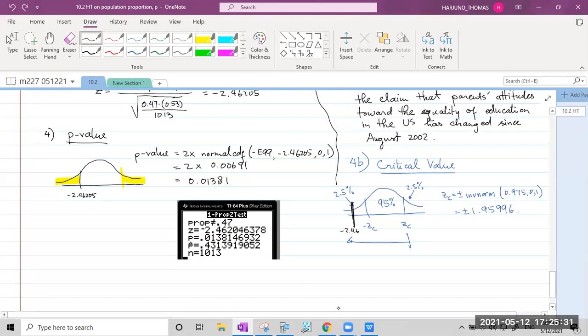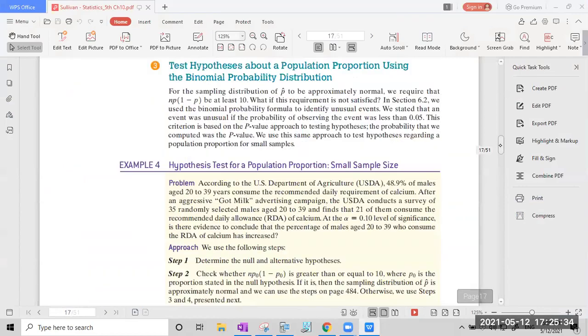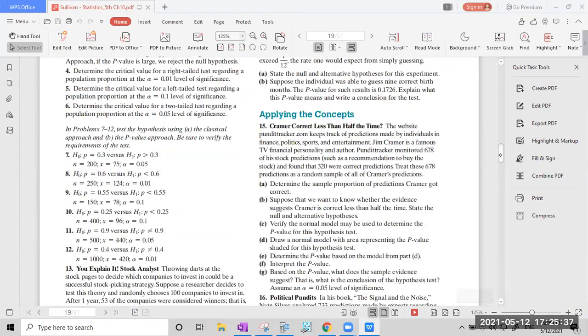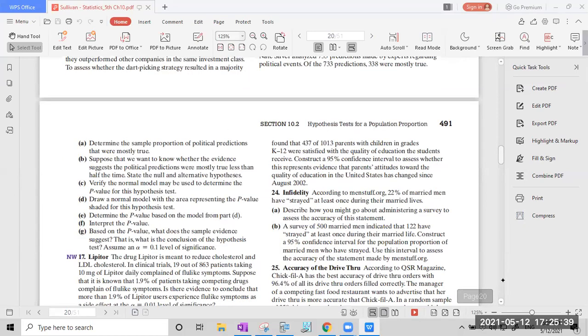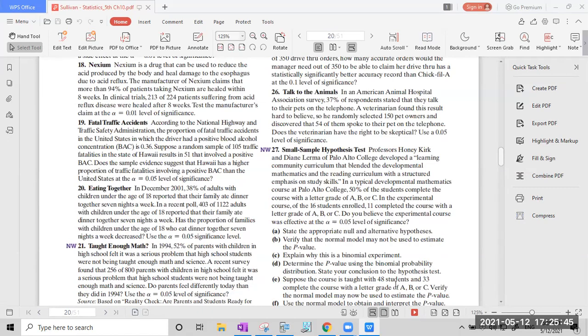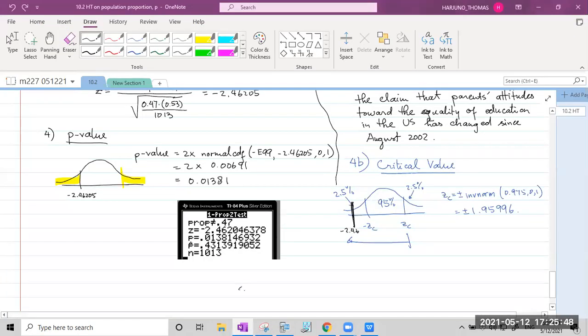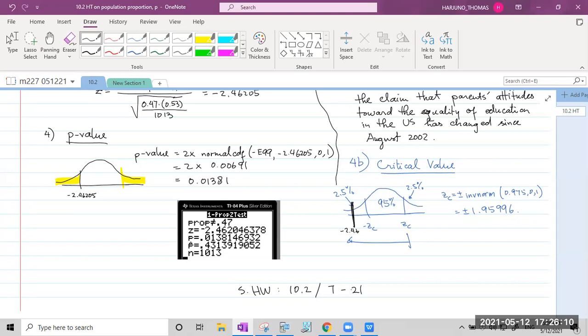Suggested homework from this 10.2: number 7 to number 21. If you see the question is really long, just skip that question. Focus on this structure, 1, 2, 3, 4, 5, 6, and getting the critical value, and checking using your calculator.